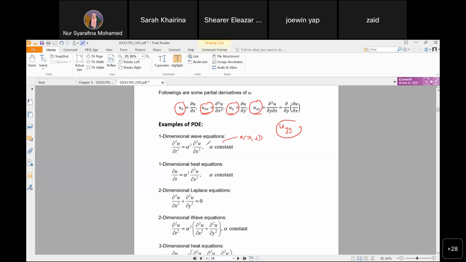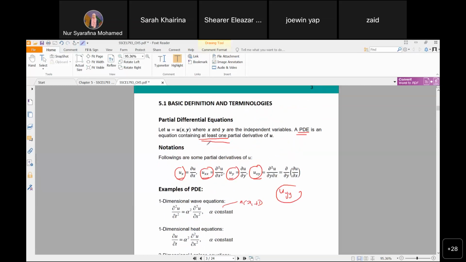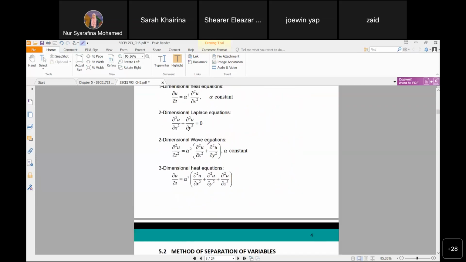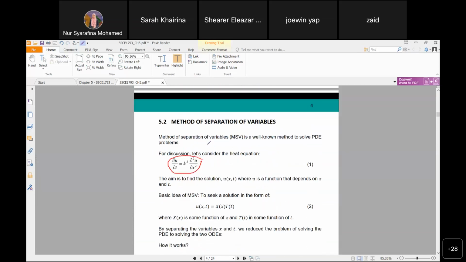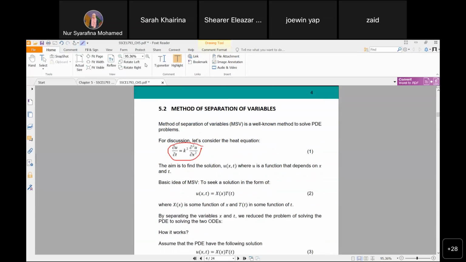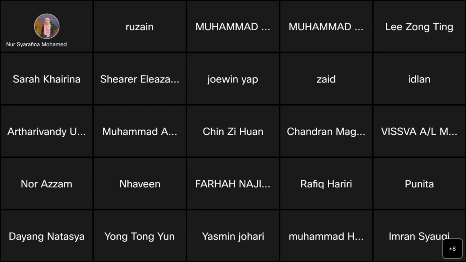So how can we find the solution for PDE? The first one is by using the MSU method. I have shared with you about the MSU method in the previous video. This MSU method, of course, is quite long, but the steps are there. Okay, let me share my screen. Can you see the screen?